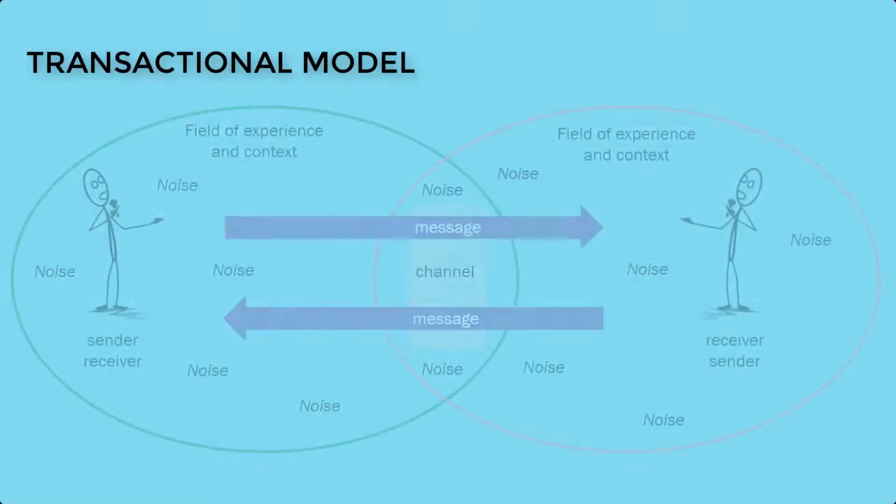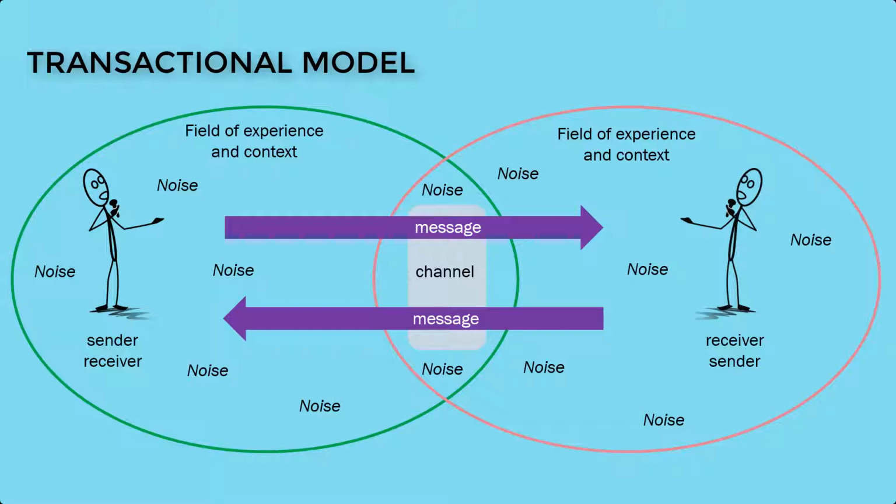From there, you move to the transactional model of communication. This model better accounts for including the fields of experiences of sender and receiver simultaneously. This means what the sender and the receiver each know, what they don't, what's going on for them, things that are affecting them, and who they are and what they know, and more.